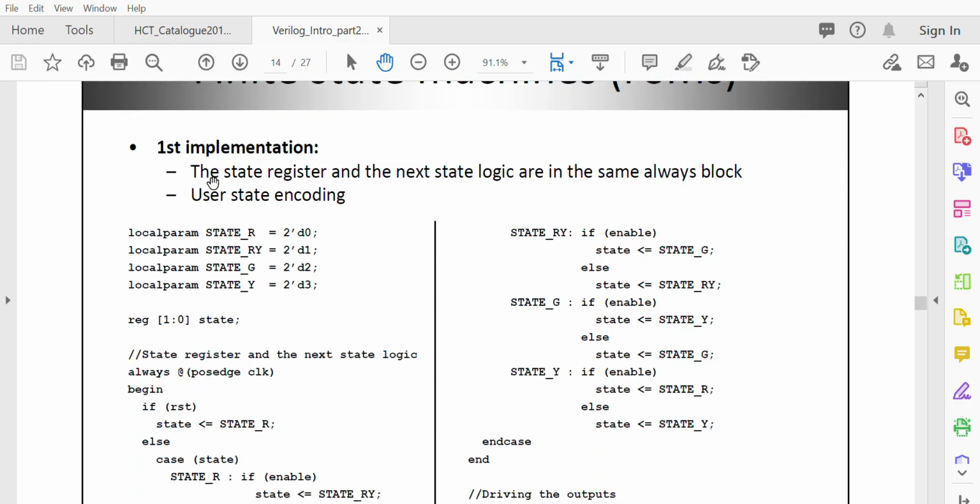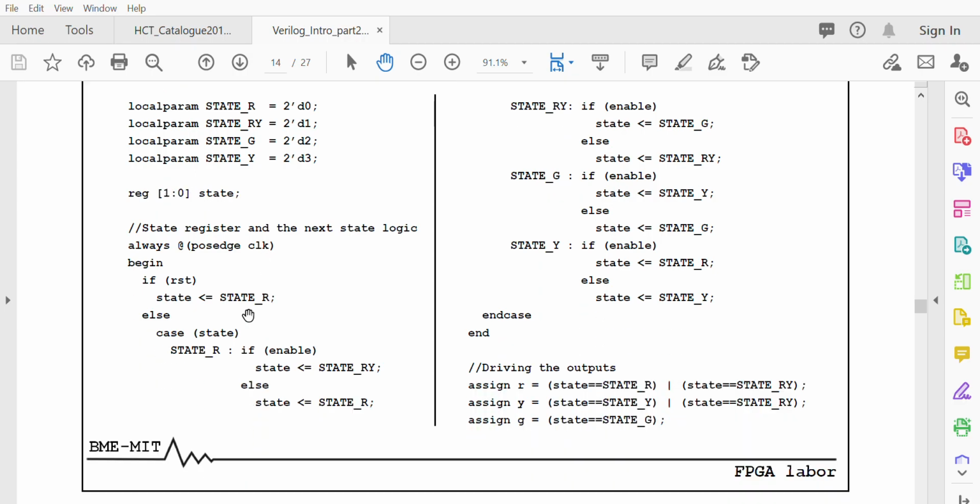First implementation. The state register and the next state logic are in the same always block. User state encoding. Right? So localparam state R is 2'd0, state RY 2'd1, state G is 2'd2, and state Y is 2'd3. Why 2 bits? Because we can represent 4 items using just 2 bits. So that's why the state register is 2 bits, [1:0]. Right? Always at posedge of the clock.